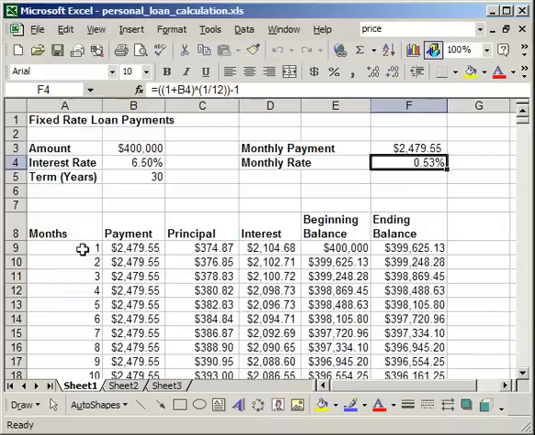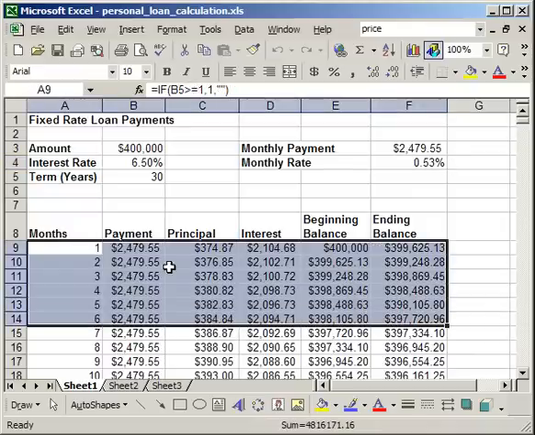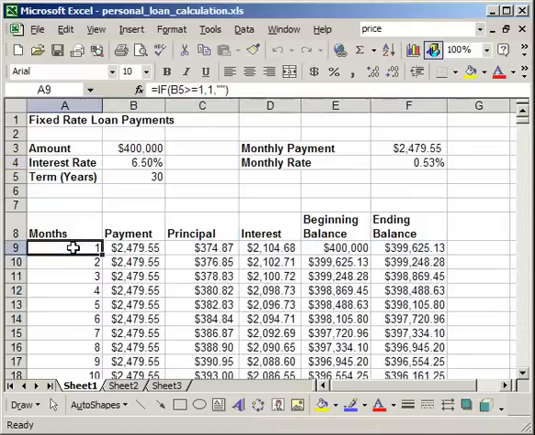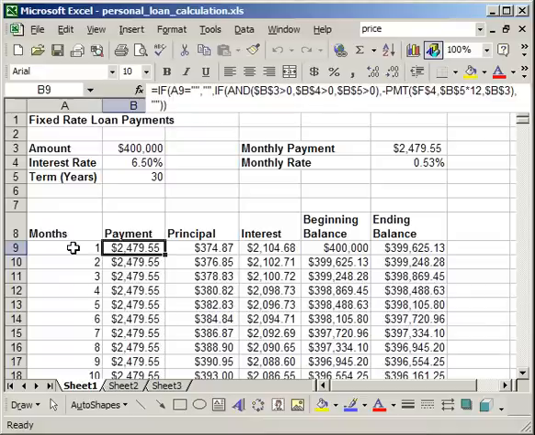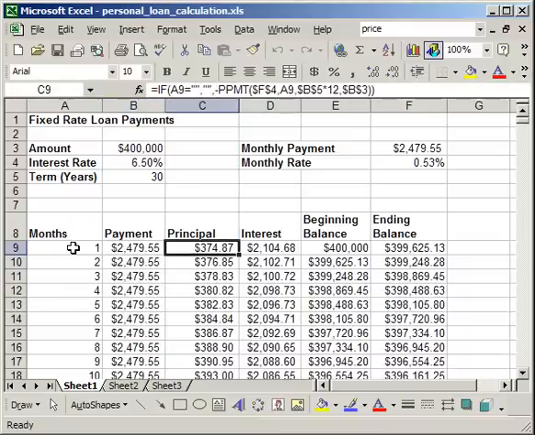Down here, I have it laid out, so it's going to show you what month you're in, the payment for the month, which is going to be the same because this assumes fixed rate, the amount of that payment that's principal, amount for interest, your beginning balance, and the ending balance.